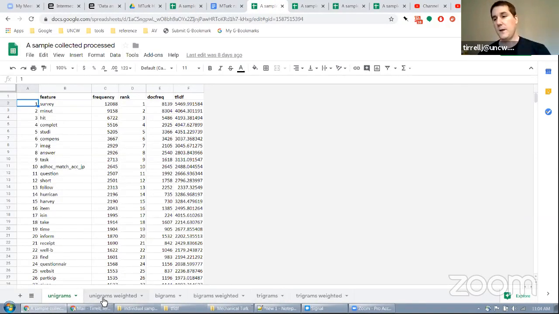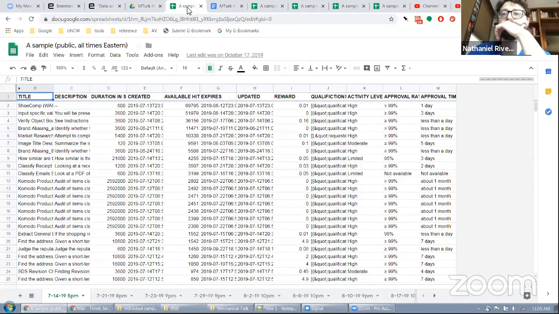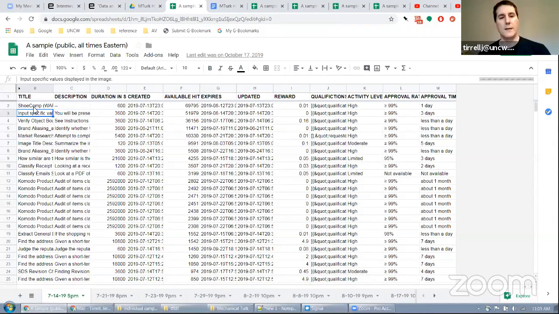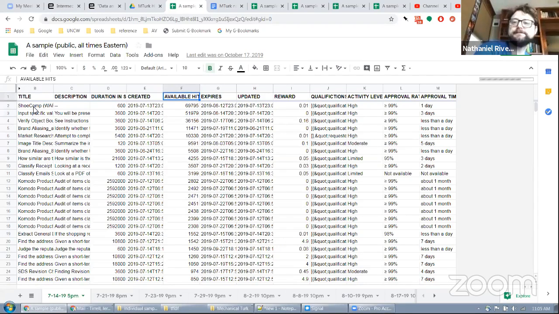And then, as we talked about for the past couple of weeks, the main thing from last episode was this issue of weighting, right? So just to recap that, we can see on this first sample we've got the title, we've got the description, and then some other variables like duration and reward. Big 0 for that one. But then this column was the one that started to become salient, the available HITs, right?